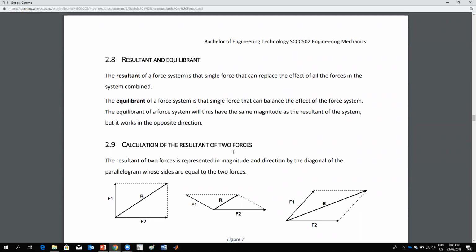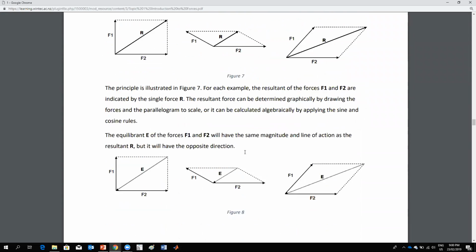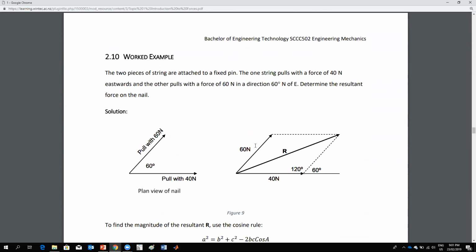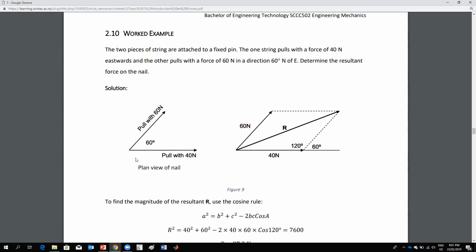And then we learned how to calculate the resultant of two forces. We did this worked example in class, when you have two forces acting on a fixed pin, one pulled with 40 newtons in the direction of the east, and another at 60 degrees pulling with 60 newtons, which is in the direction north of east.